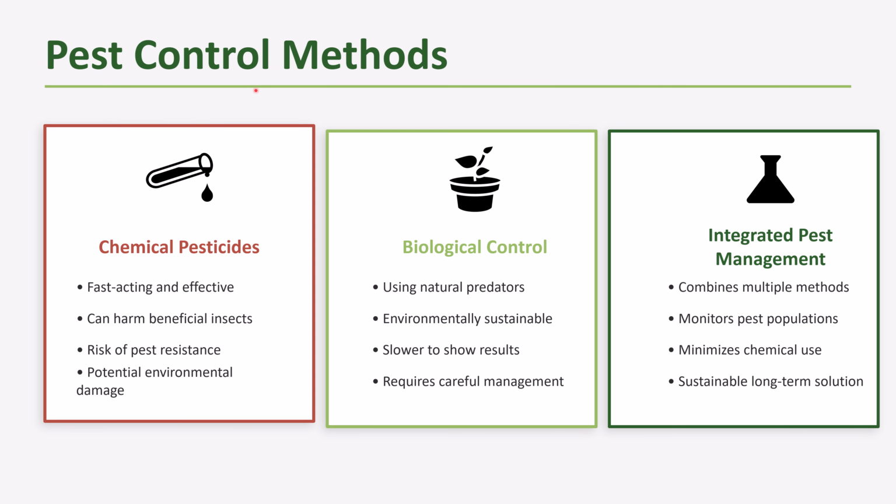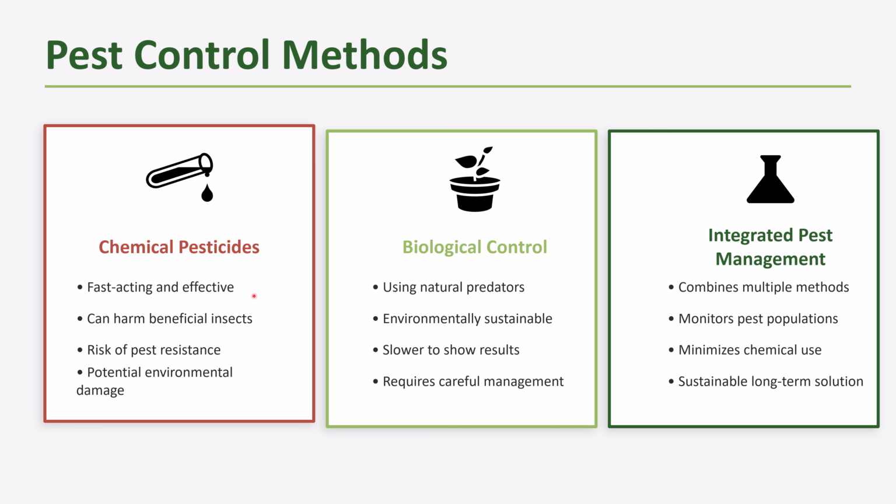Pest control methods. When we have planted our crops and managed the soil, we have to protect that investment from pests. There are three main philosophies when it comes to pest control methods, ranging from immediate chemical fix to long-term ecological management. First one is chemical pesticides. This is the most common conventional method. These are fast acting and highly effective at killing pests quickly.